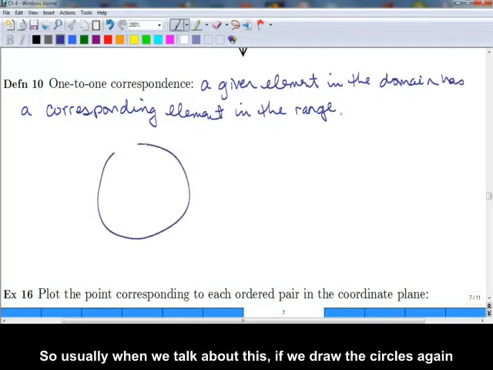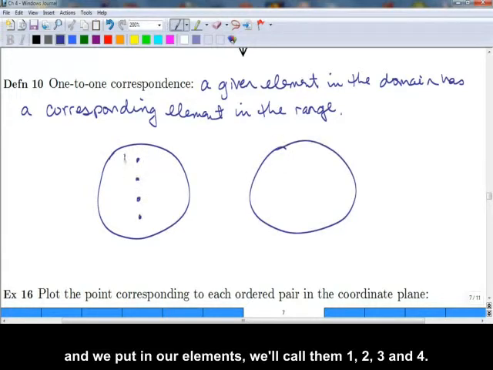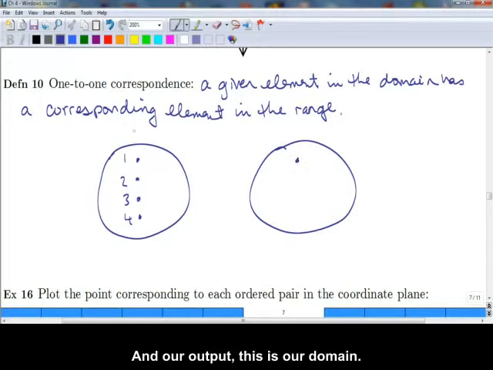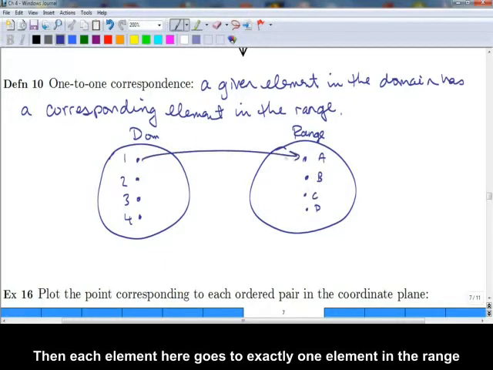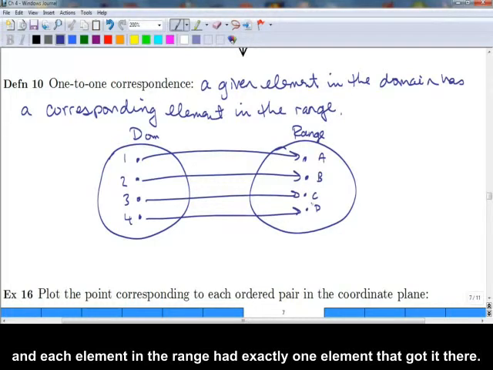So usually when we talk about this, if we draw the circles again and we put in our elements, we'll call them 1, 2, 3, and 4. And our outputs, this is our domain, and our outputs are the range. Then we get A, B, C, and D. Then each element here goes to exactly one element in the range, and each element in the range had exactly one element that got it there.